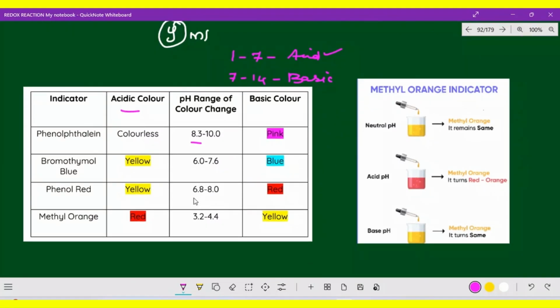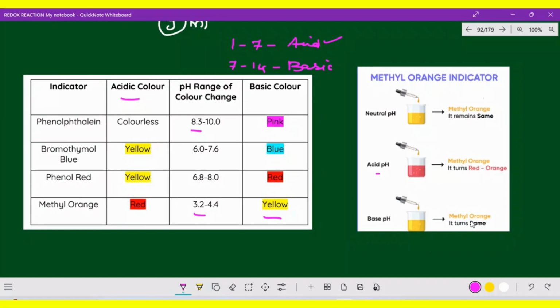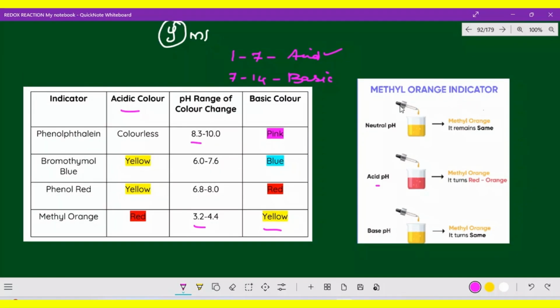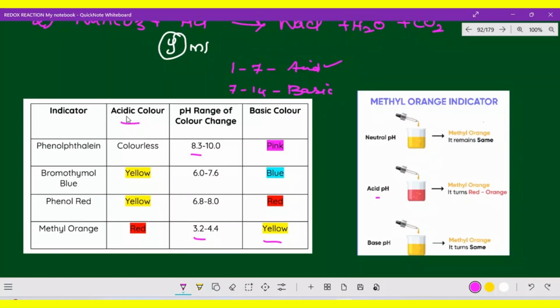Methyl orange is red in color in acid. The pH range is 3.2 to 4.4. When the reaction is completely finished, it changes into yellow. In neutral pH, methyl orange remains yellowish, and in base also it is yellowish. But in acidic pH, it is red. So methyl orange is a basic indicator and phenolphthalein is an acidic indicator.